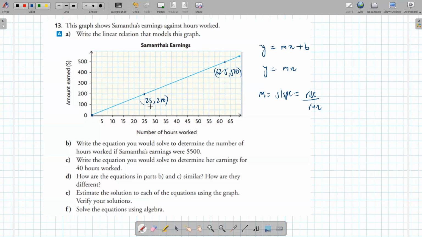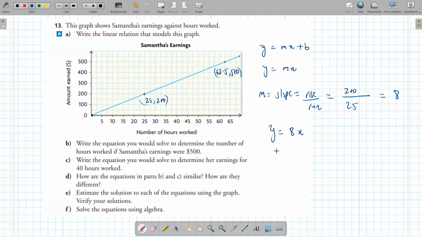Okay. So we can either find the rise and the run here, or we can find the rise and the run here. I'm going to pick 0, 0 because it's easy math. So the rise, what will be the rise from 0 to 200? And what will be the run? 25. So it's 8. Slope is 8. So our equation is y equals 8x.